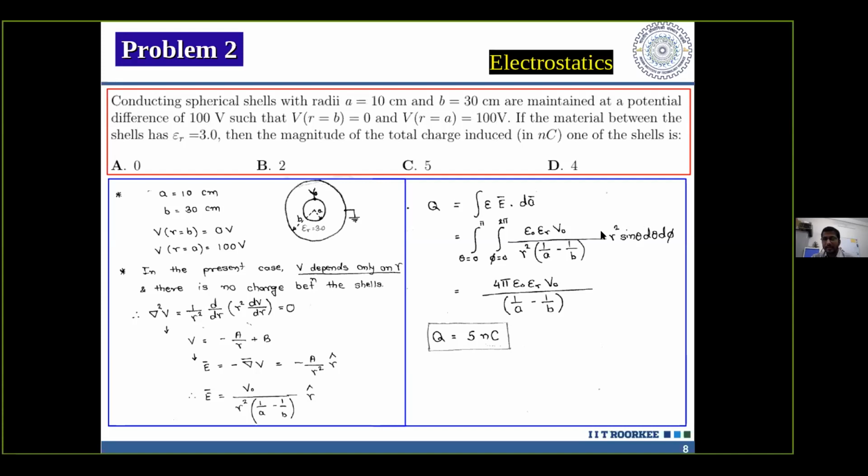But anyway, you see R will get cancelled. So what we get is this. I will not suggest remembering this formula. Now this is for the spherical polar coordinate system. I may have a similar problem in cylindrical coordinate systems. So how many formulas will you remember? This should not really take more than a couple of minutes. And then when you substitute it, you will get 5 nanocoulomb, which means the answer is C.